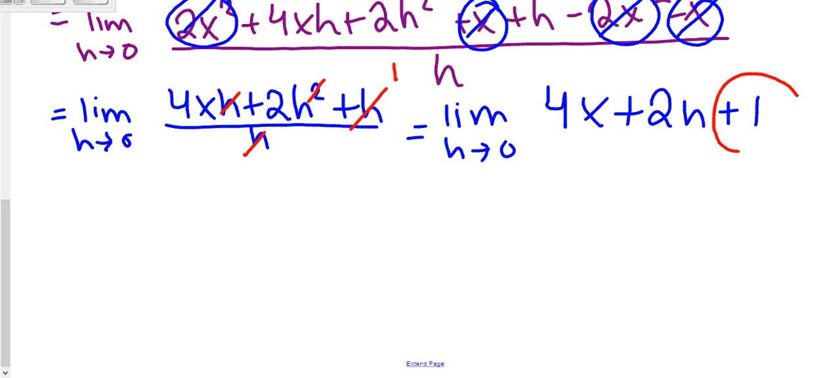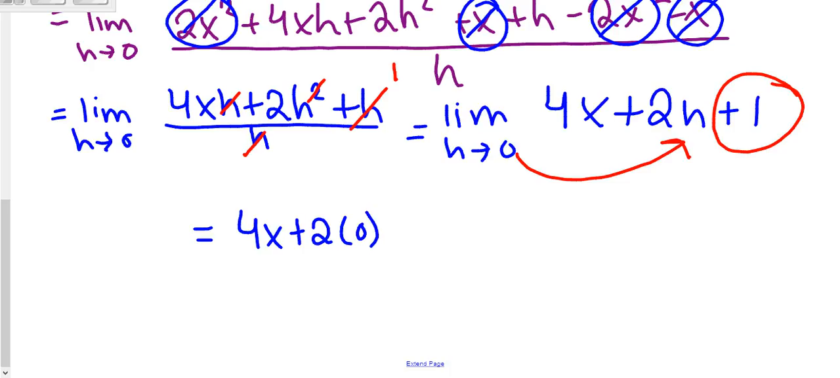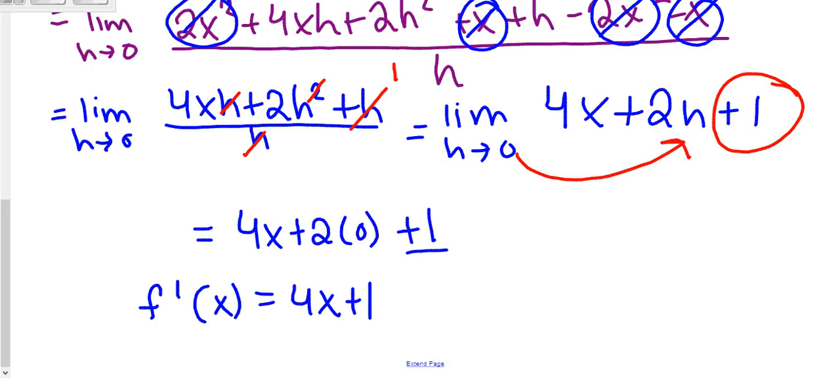Don't forget that 1. Now that we take the limit, we take the 0 and plug it in for h. So all that's left is 4x plus 2 times 0 plus 1. So our derivative is 4x plus 1. That is how you use the limit definition of derivative to find a derivative. You must do this if this is asked of you.